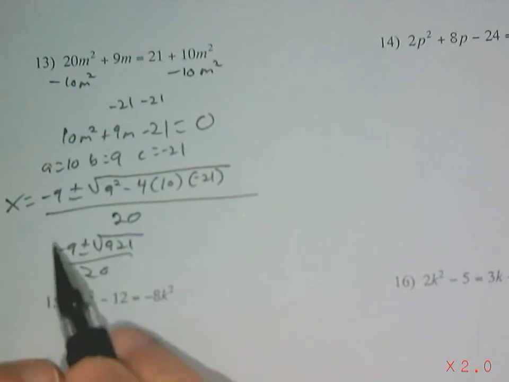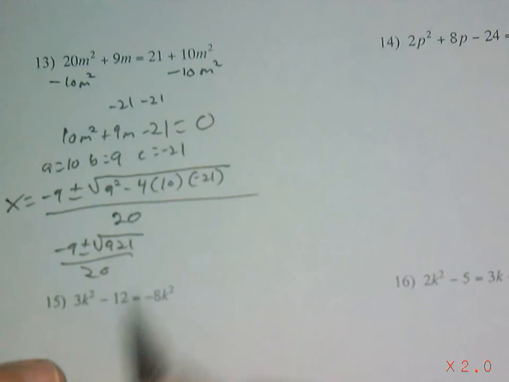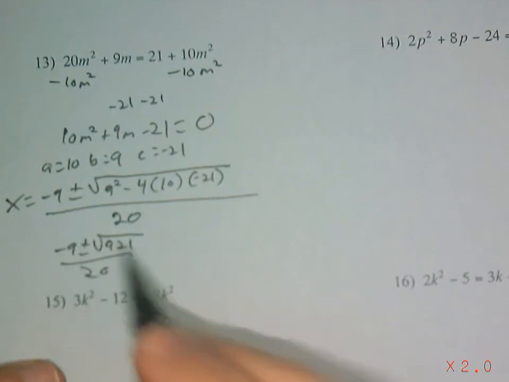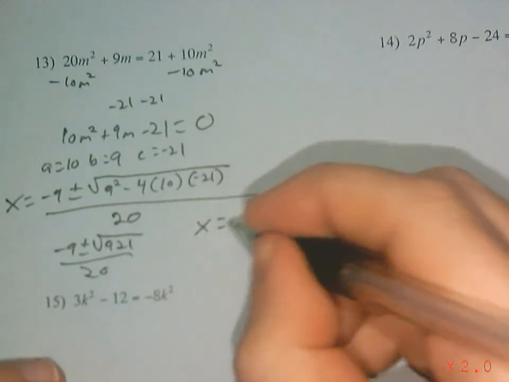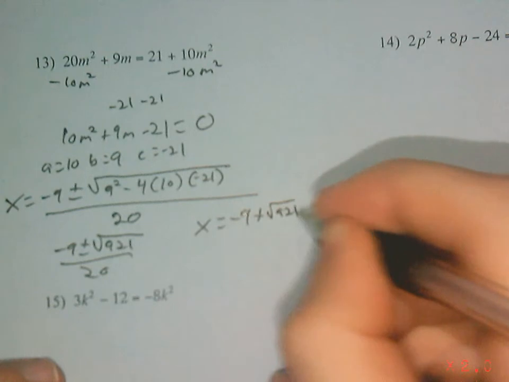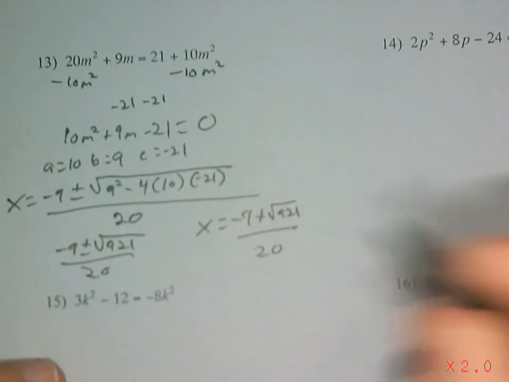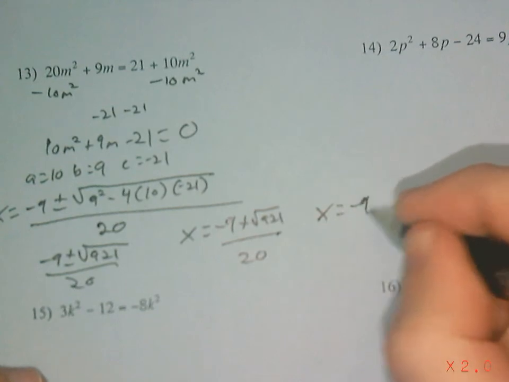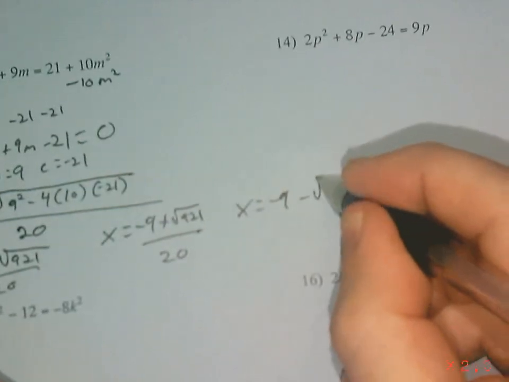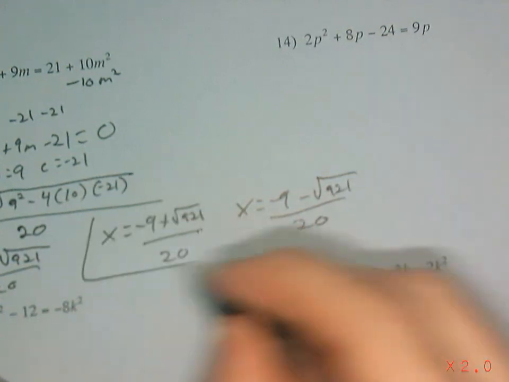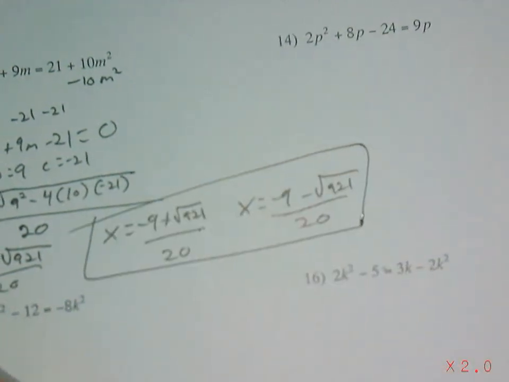Can I factor any common factors there? Nope. So basically I've just got to rewrite this as the positive and negative possibilities. So x could equal negative 9 plus the square root of 921 over 20, or x could equal negative 9 minus the square root of 921 all over 20. And those would be my two answers. And that is it.